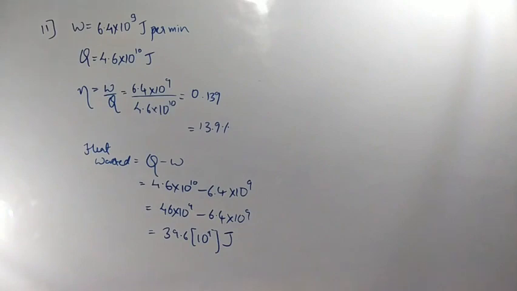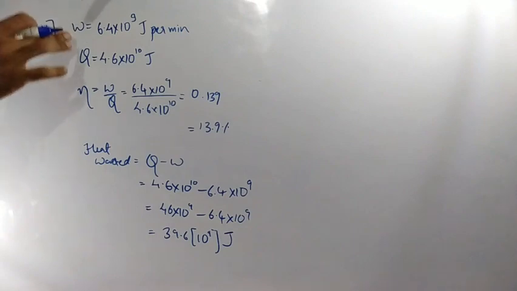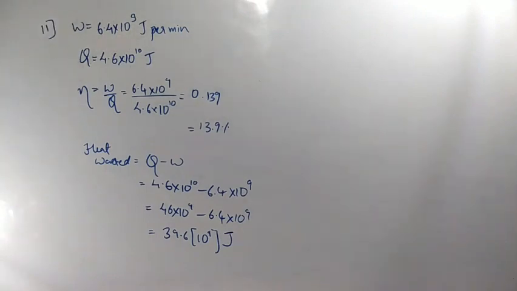So it is a simple question only, but you should correctly judge which is W and which one is Q. Eta is nothing but W divided by Q, and Q minus W is nothing but the amount of heat wasted. Clear?